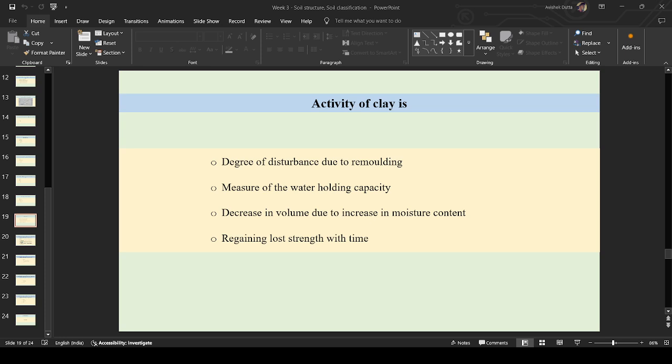Yes. Activity of clay is, the options are degree of disturbance due to remolding, measure of the water holding capacity, decrease in volume due to increase in moisture content, or regaining lost strength with time.